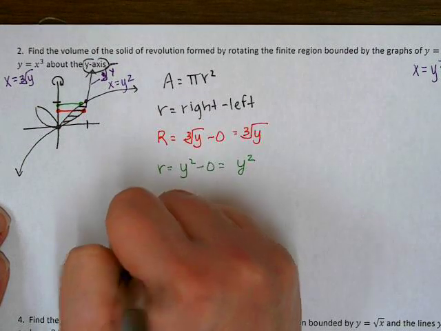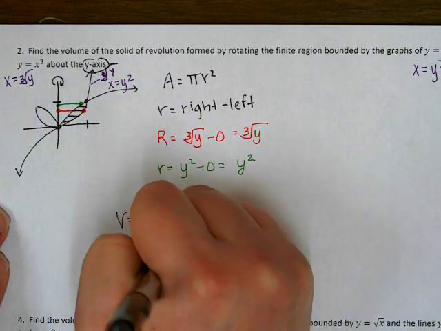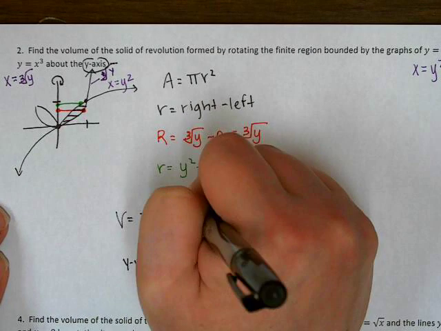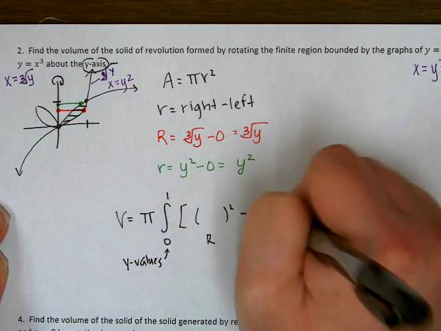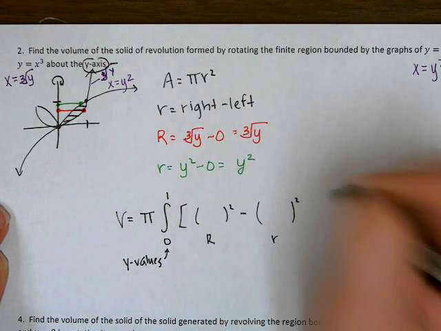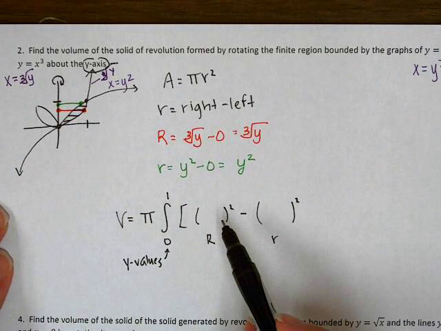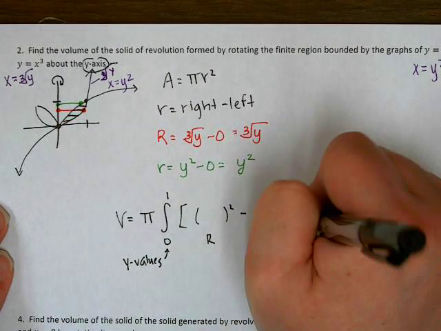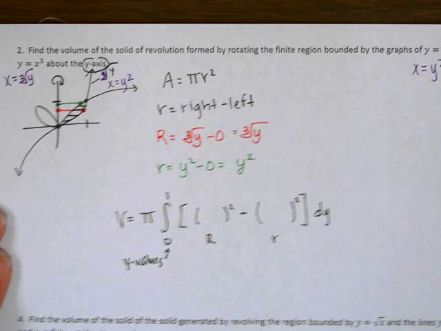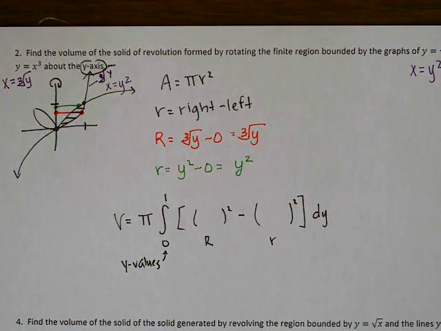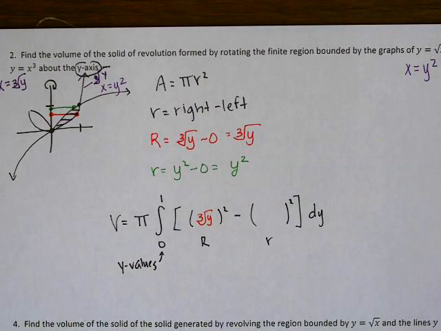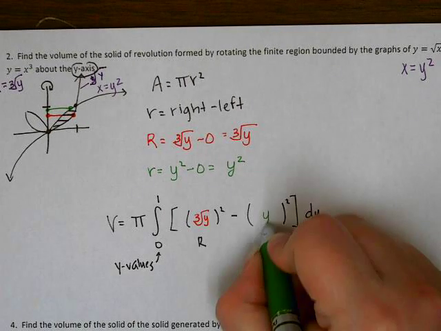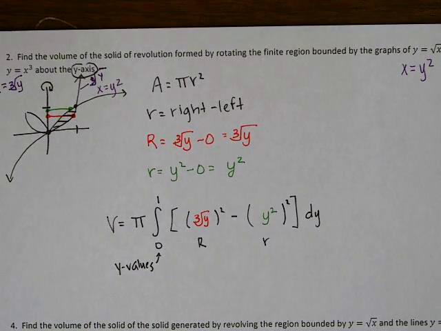I'm just going to make a note that those are y values because everything needs to be in terms of y here. So we're going to have our big R minus the little r, and they're both squared. So big R squared minus little r squared. It's going to be in terms of y, so that's a dy to end our integral there. The big radius was the cubed root of y, and then the outer radius is y squared. And we can go ahead and put that in our calculators.